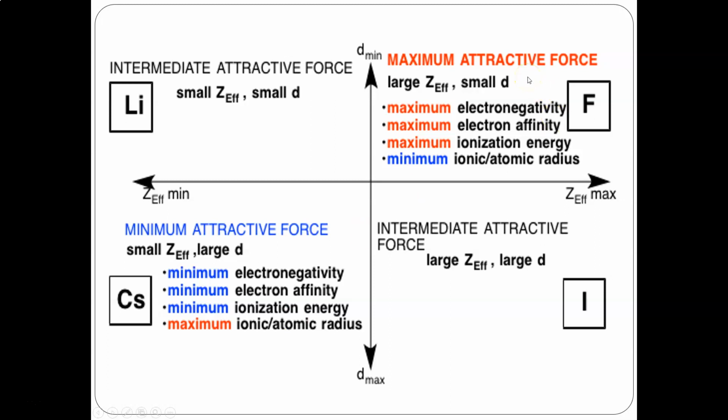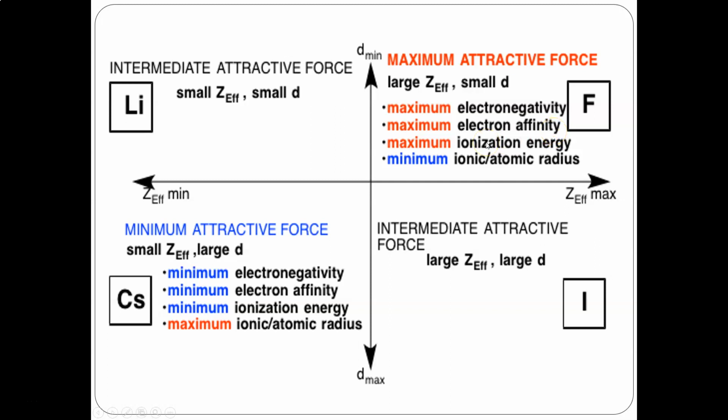Kind of the top right quadrant up near fluorine, okay, you have huge attractive forces happening. You have a really strong nucleus, that really strong Zeff. You have a very tiny atom, so it can pull really hard. So you get very high, strong electronegativity and affinity.